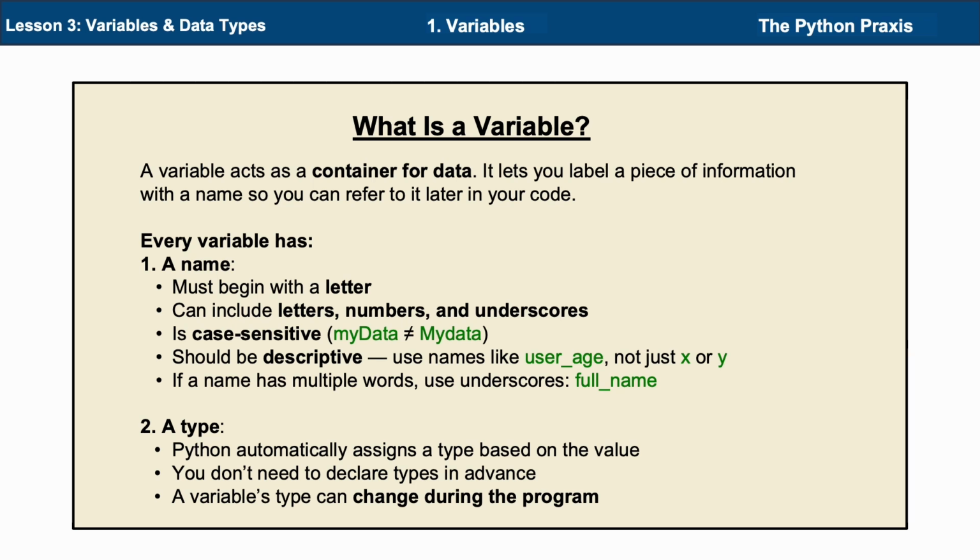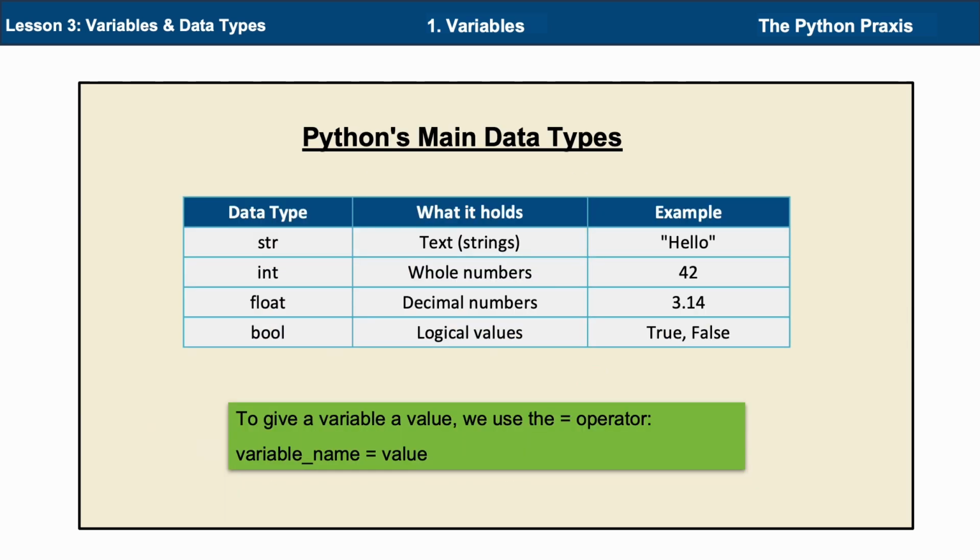In Python, each variable has two key things: a name and a type. The name is how you refer to it, and the type is automatically assigned based on the value you put inside it. Just keep in mind, names are case sensitive. So, myData and mydata are considered two completely different things. For clarity, always choose descriptive names like user_age, and if your variable has multiple words, use underscores.